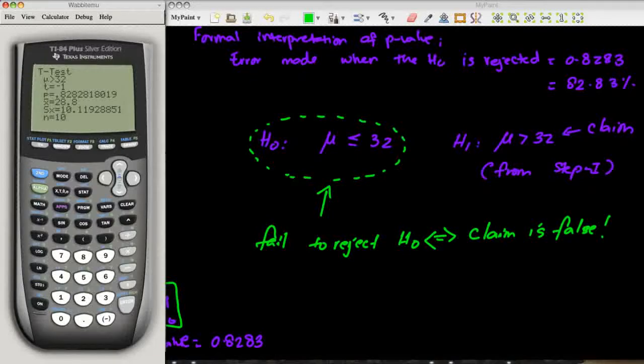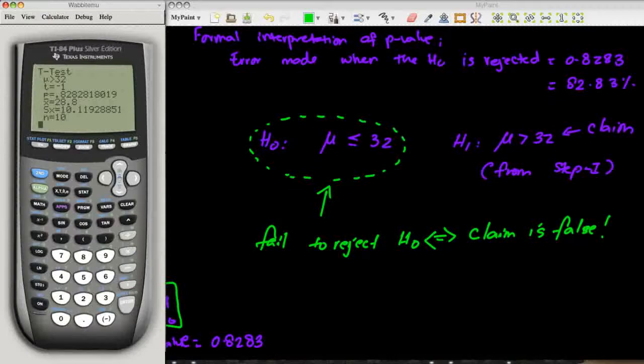T is -1, the test statistic is -1, and what we had was -0.9999, which is approximately -1, and the p-value is 0.8282. That's exactly what I have over there. The mean is 28.8 and the standard deviation is 10.12.